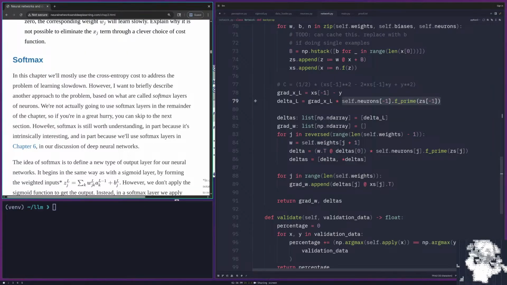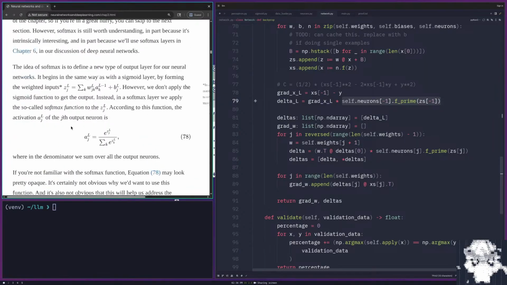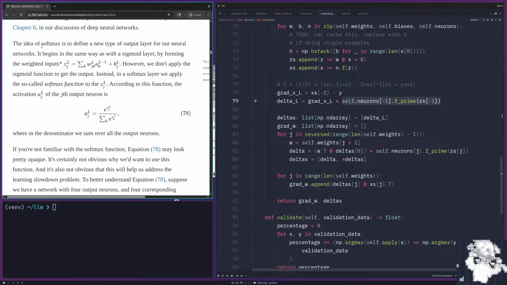However, Softmax is still worth understanding, in part because it's intrinsically interesting, and in part because we'll use Softmax layers in chapter 6 in our discussion of deep neural networks. The idea of Softmax is to define a new type of output layer for our neural networks. It begins in the same way as with the sigmoid layer by forming the weighted inputs.